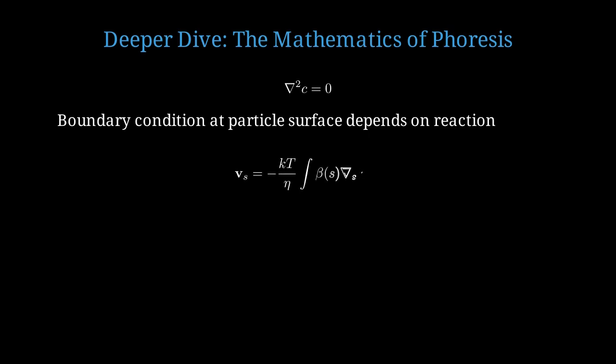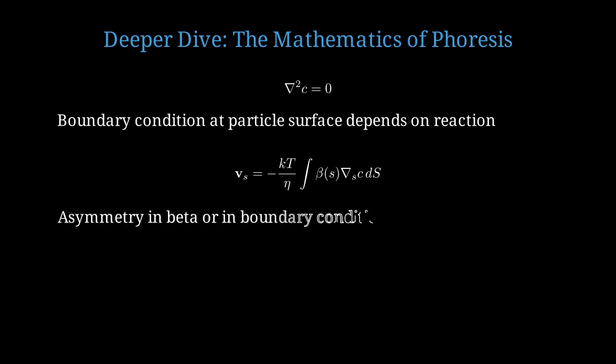The slip velocity at the surface is given by Vs equals negative kT over eta times beta of s times the surface gradient of c. This slip velocity integrated over the surface determines the net particle velocity. The key insight is that you need asymmetry somewhere. Either the mobility beta varies over the surface, or the boundary conditions are non-uniform due to asymmetric reactivity. Without asymmetry, there's no net propulsion by Stokes' theorem.